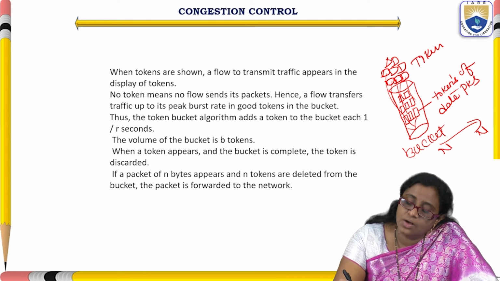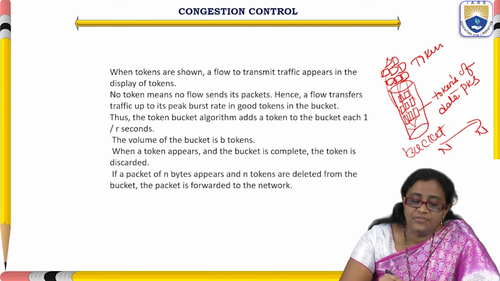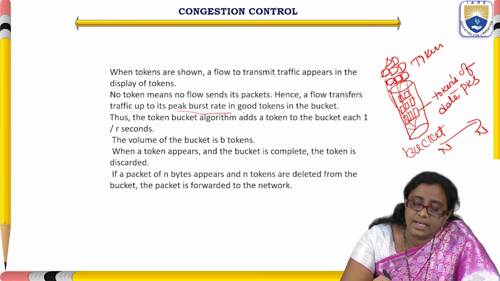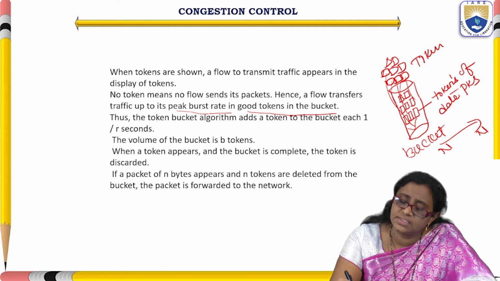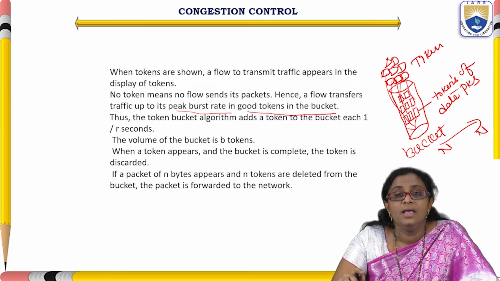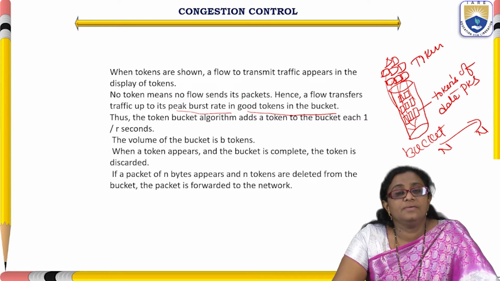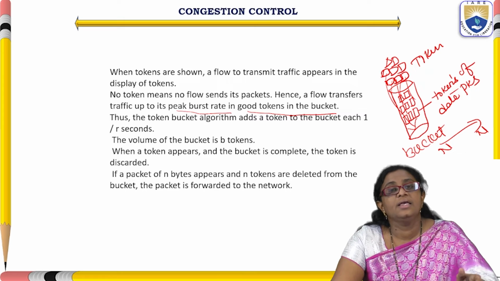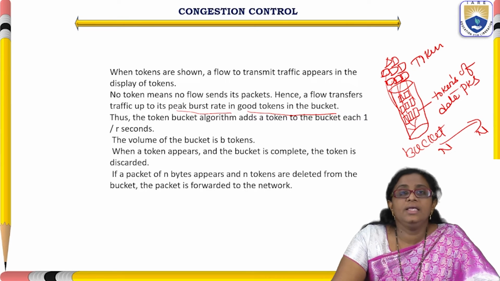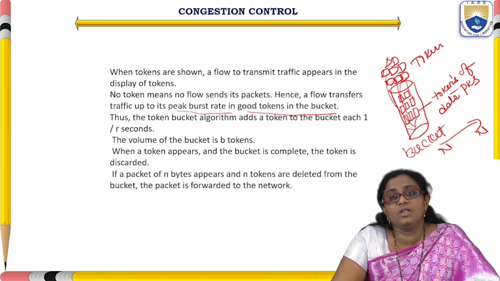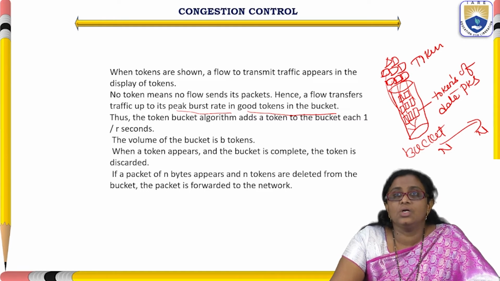The bucket takes all those incoming tokens and identifies the peak burst rate in good tokens in the bucket. Whenever a bucket receives all the tokens, it determines how many good tokens there will be. Those good tokens it will hold, and any discarded or error-corrupted tokens will be discarded. That is the token-based congestion controlling technique.